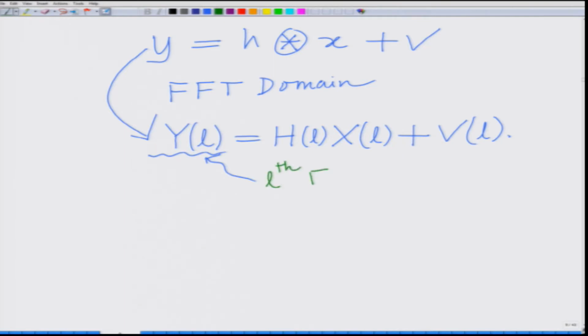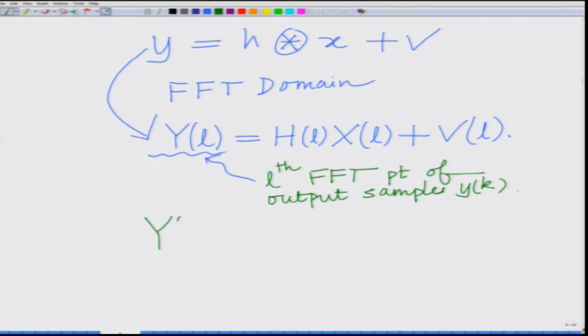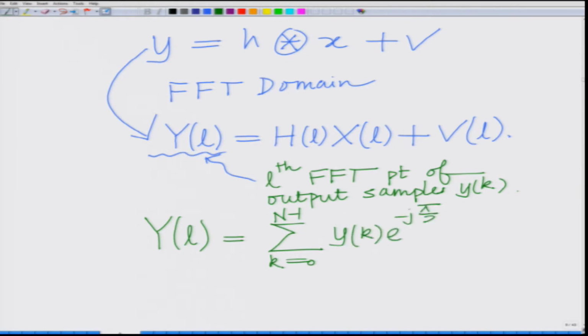Here the capital YLs are the N-point FFT of the output samples, your small yk. Therefore, capital Y of L, as we have seen yesterday, is given as the sum over small k equal to 0 to N minus 1 of yk e to the power minus j pi by 2 times kl, for small l equal to 0 to N minus 1.